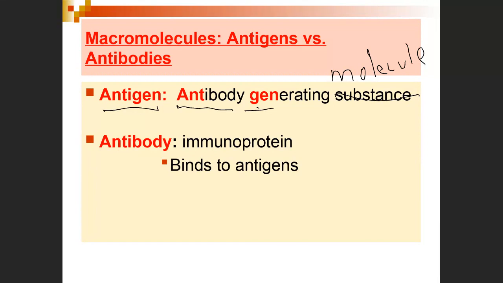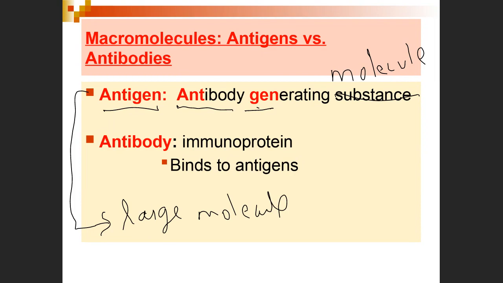So notice that the definition does not say anything about the molecule being foreign to the animal. It just says it's a molecule. It doesn't say it has to be foreign, because it doesn't. Okay. Now, there are two rules for a molecule to be antigenic. One is that the molecule has to be large.